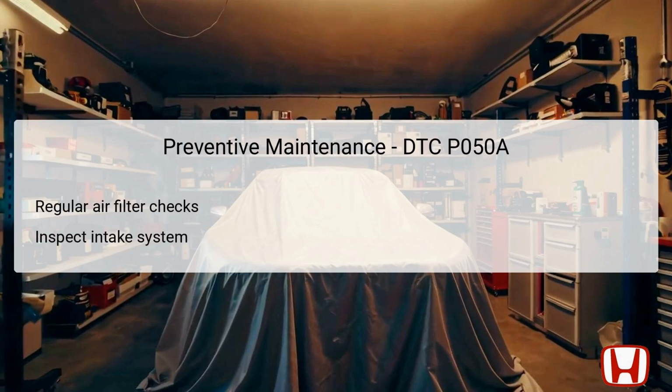To prevent the recurrence of DTC P050A, regular preventive maintenance is essential. One primary measure is to conduct routine checks on the air filter. A clean air filter not only aids in optimal airflow, but also ensures that the air supply to the engine is free from obstructions, thereby preventing intake air problems. Inspecting the intake system for any leaks or damage should also become part of the scheduled maintenance routine. Early detection of issues can prevent more severe problems down the line, improving overall engine performance and longevity.